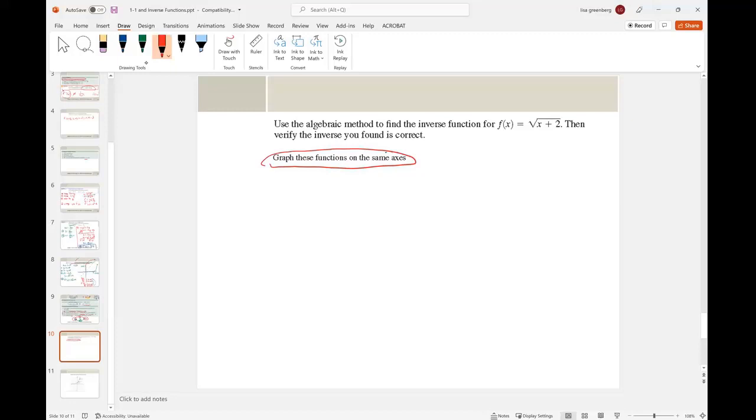Whenever you want to verify algebraically that two functions are inverses of each other, you have to use this rule, that if we compose them together, we get x, and we have to make sure it works in both directions. If it only works in one direction, they're not inverses. So first thing I have to do is find the inverse, and I'll just do that over here.